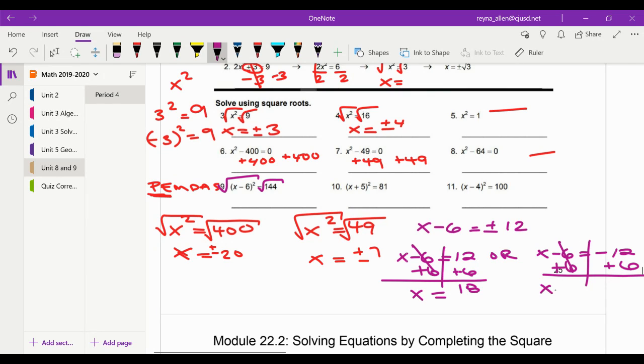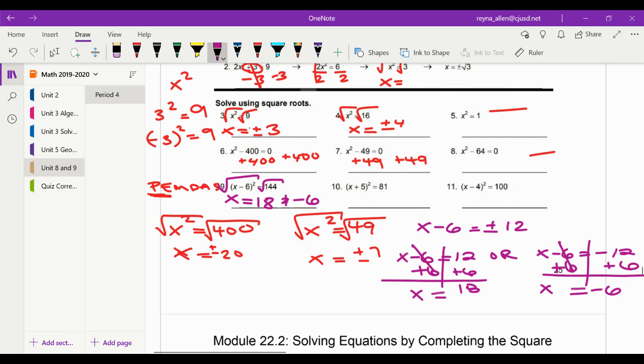So let me show you. We think, oh, this is just going to be negative 18. No, not really, because the 12 is negative, but the 6 is positive. So that actually equals negative 6. So for this one, my answer is x equals 18 and negative 6.